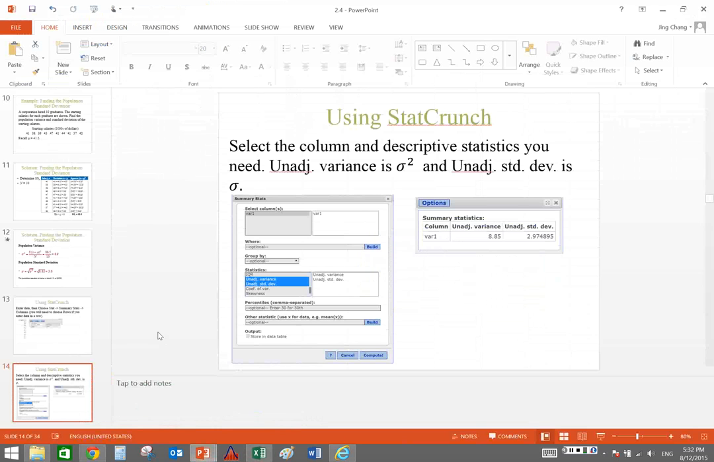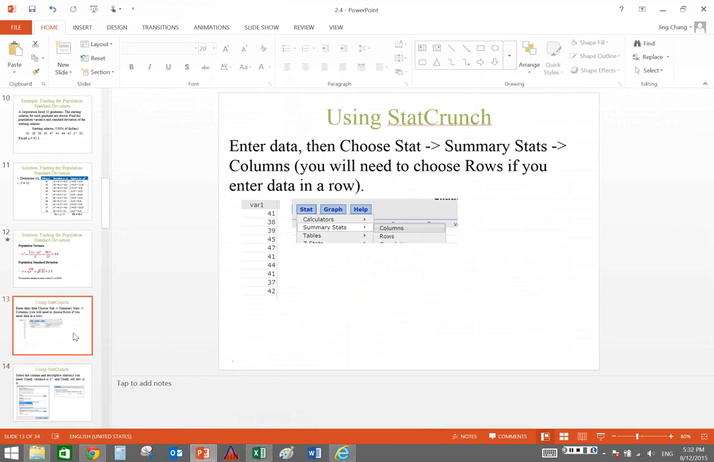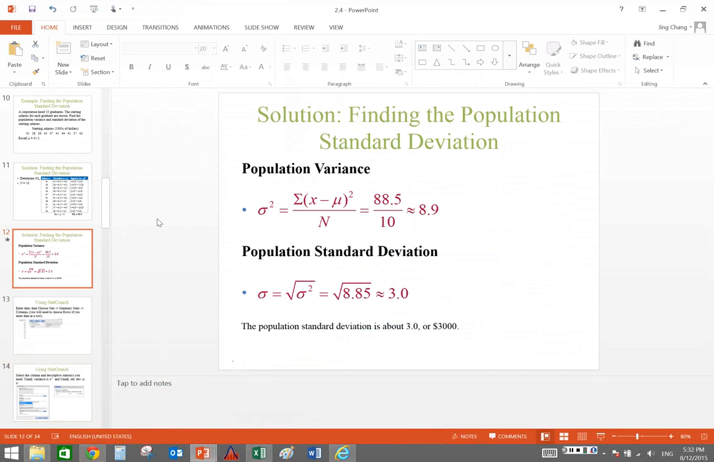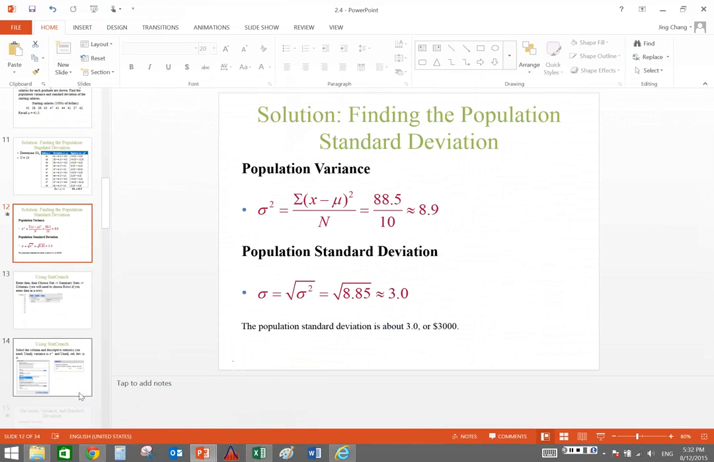Here I use different examples, so that's why they're not the same. But if you follow the steps, you'll get exactly the same number as you got manually.